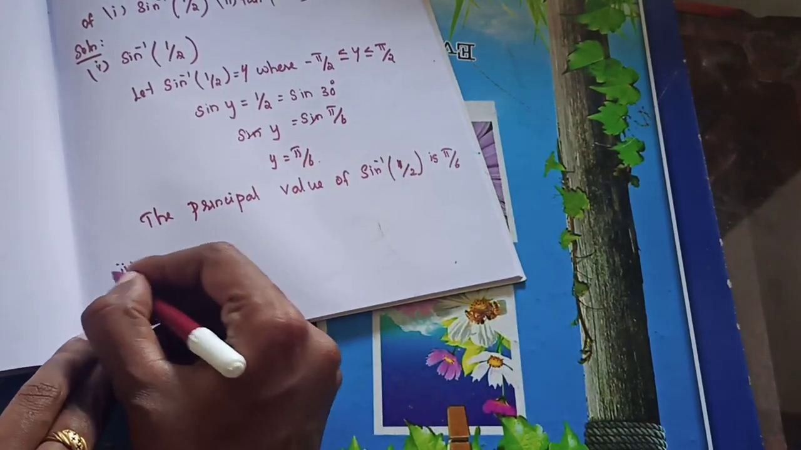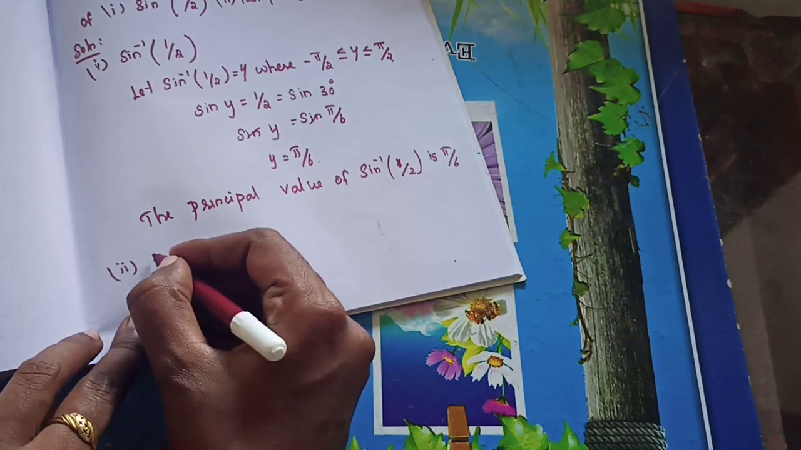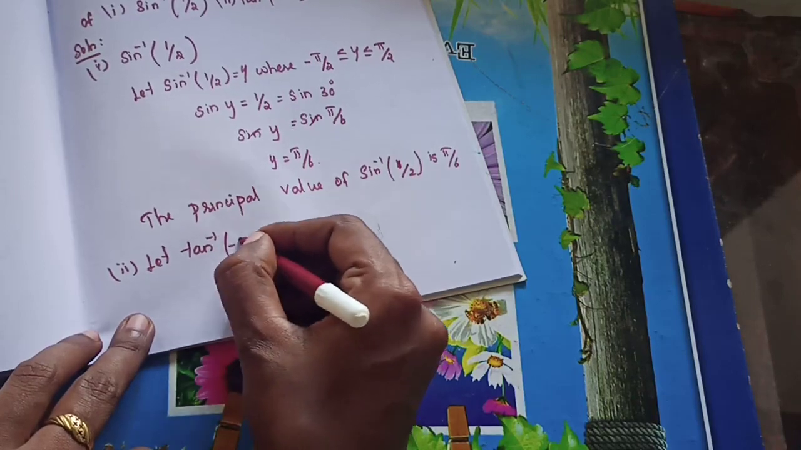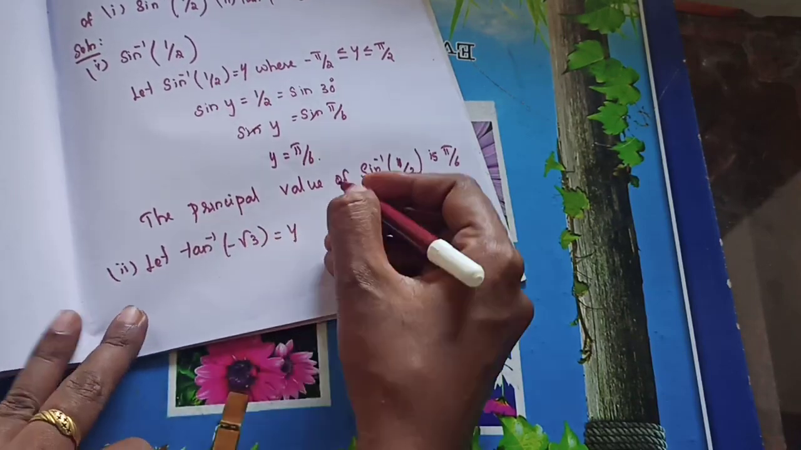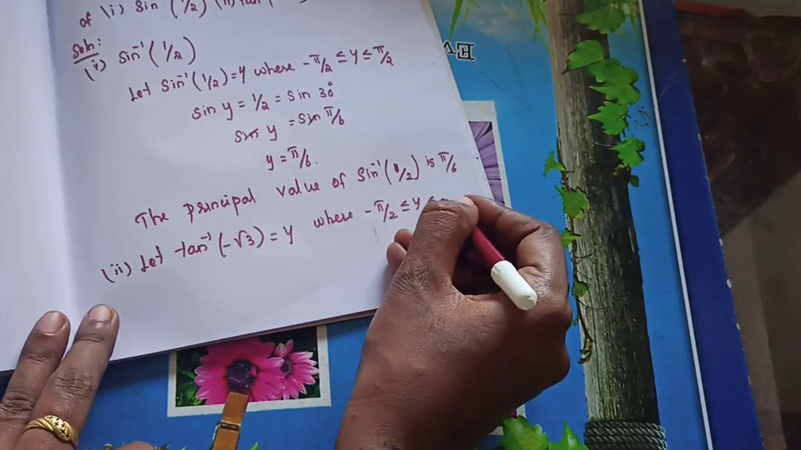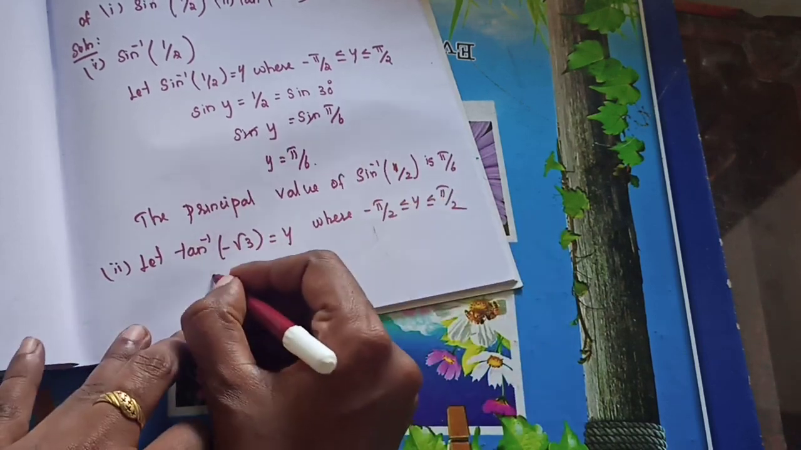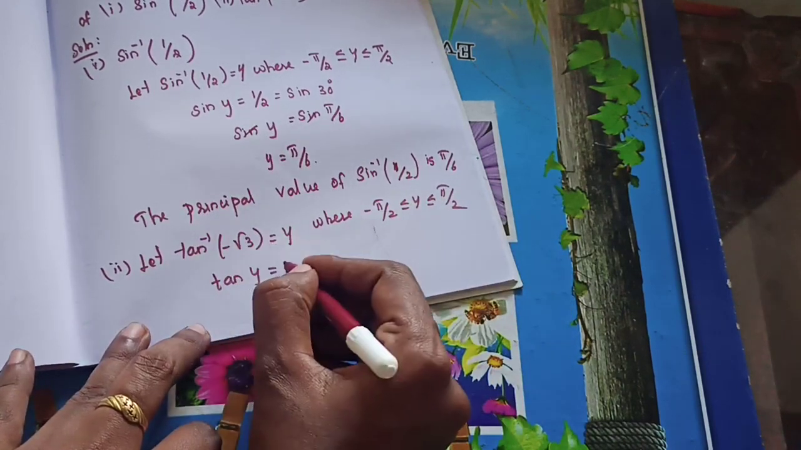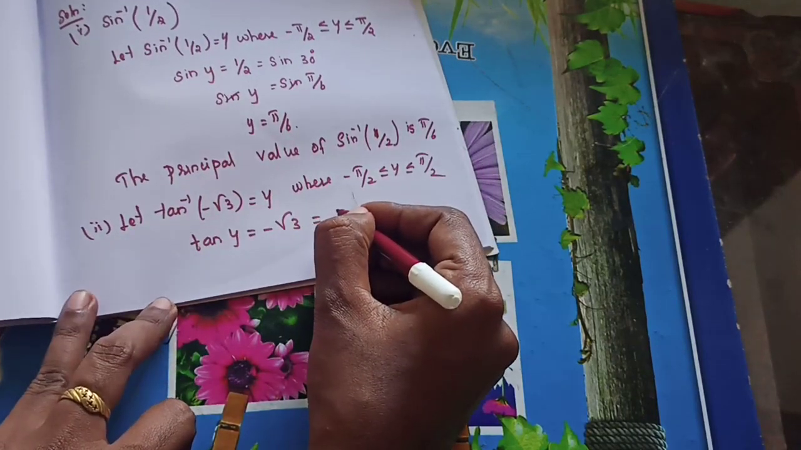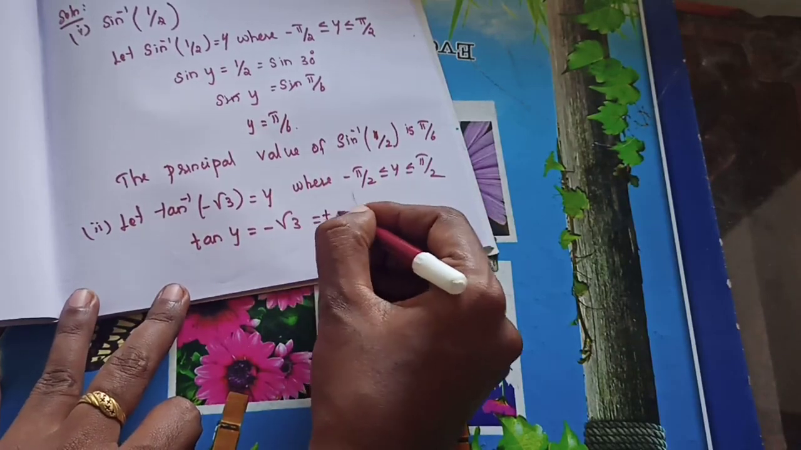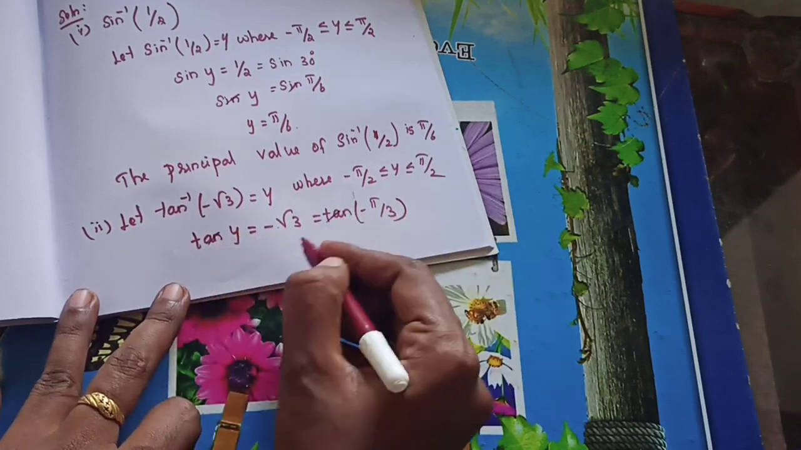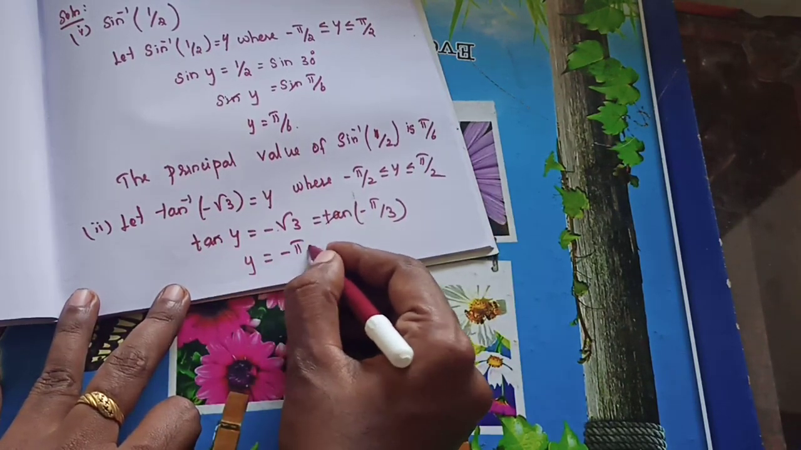Then the next one, tan inverse of minus root 3. Let tan inverse of minus root 3 equal to y. What's the range for this one? Minus pi by 2 less than or equal to y less than or equal to pi by 2. So tan y equal to minus root 3, bringing tan to this side. Which angle will it be? Directly you write tan of minus pi by 3. So tan and tan get cancelled, and y is equal to minus pi by 3.